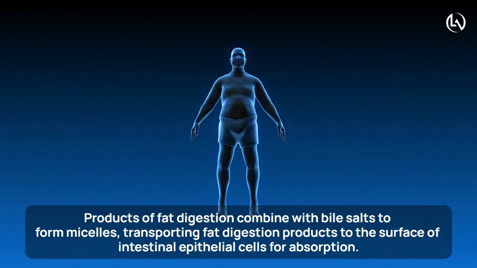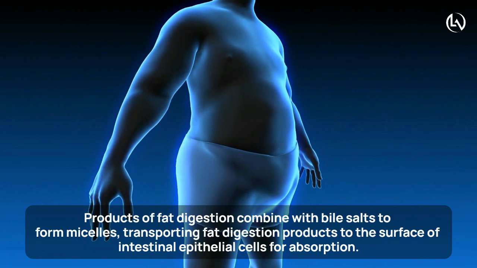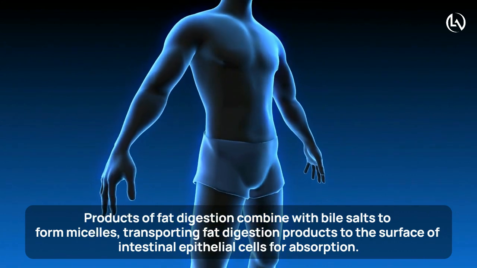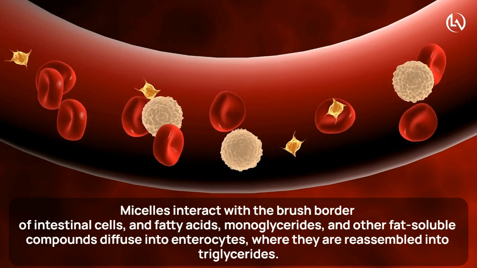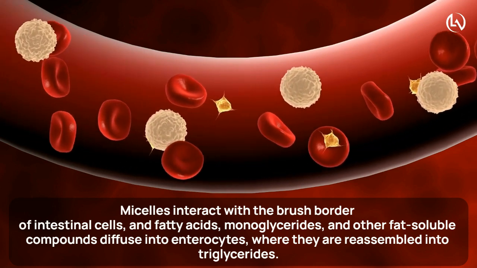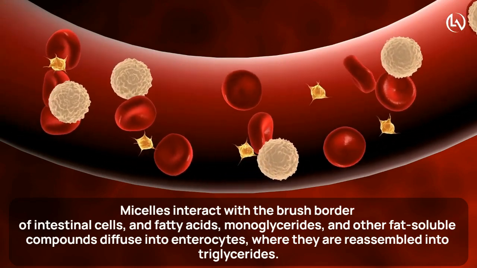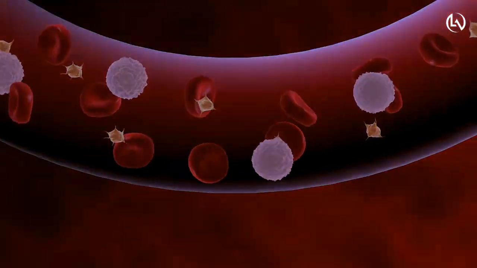Micelle formation. Products of fat digestion combine with bile salts to form micelles, transporting fat digestion products to the surface of intestinal epithelial cells for absorption. Absorption into intestinal cells. Micelles interact with the brush border of intestinal cells, and fatty acids, monoglycerides, and other fat-soluble compounds diffuse into enterocytes, where they are reassembled into triglycerides.